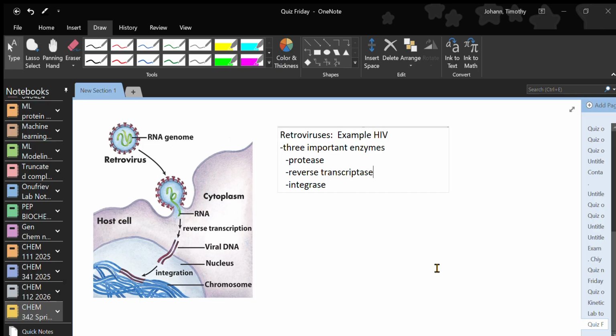So if we think about the life cycle for this virus, the first part of the life cycle is we've got a virus that's coming in. It has an RNA genome. It's going to take that RNA genome and bring it into the cell, and we're going to have reverse transcription. This is one enzyme. This is done by that reverse transcriptase.